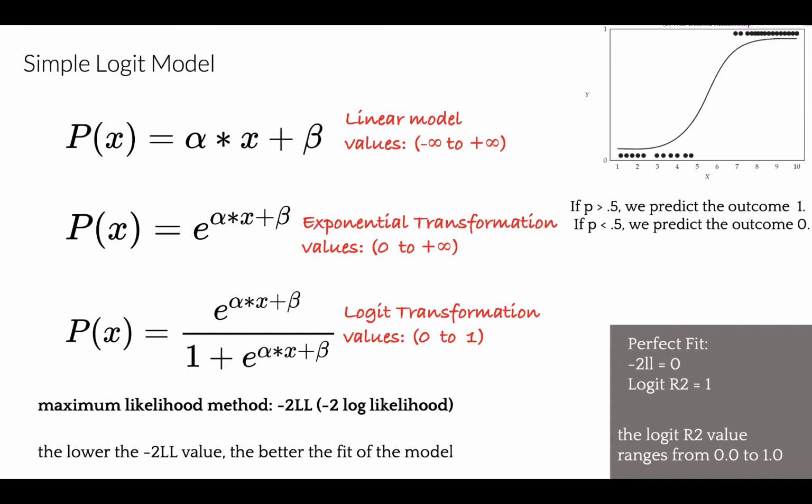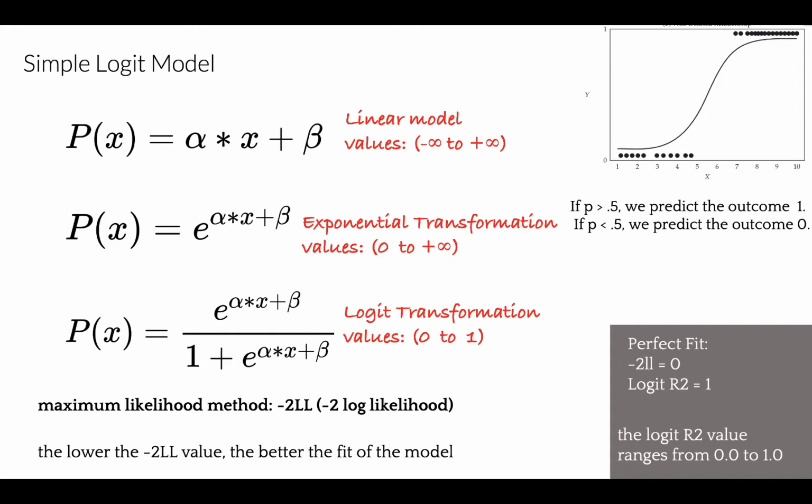And just like in multiple regression, the logit R-square value ranges from 0 to 1. As the proposed model increases model fit, the -2LL value decreases, and the perfect fit will have a -2LL value equal to 0 and a logit R-square value equal to 1. So instead of minimizing the squared deviation, least squares, logistic regression maximizes the likelihood that the event will occur.